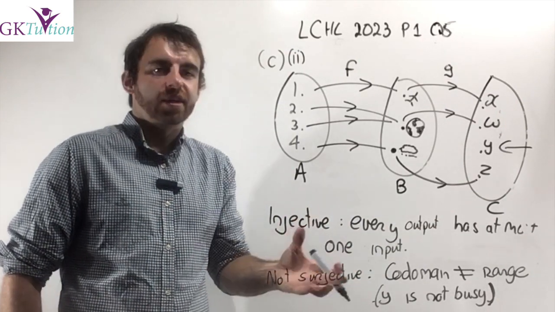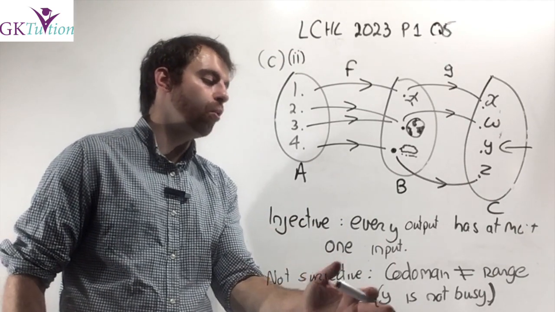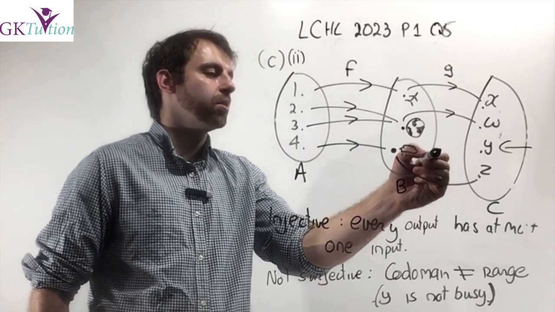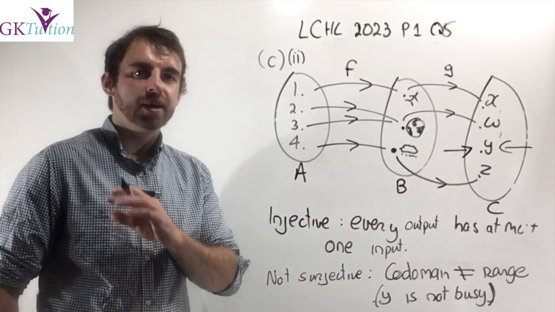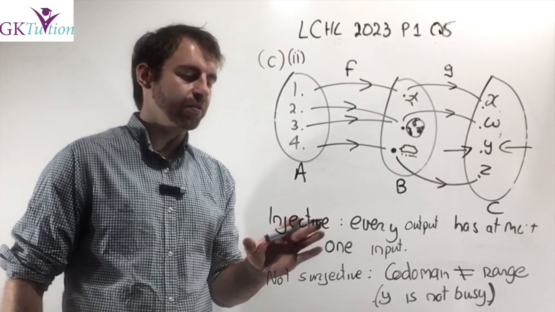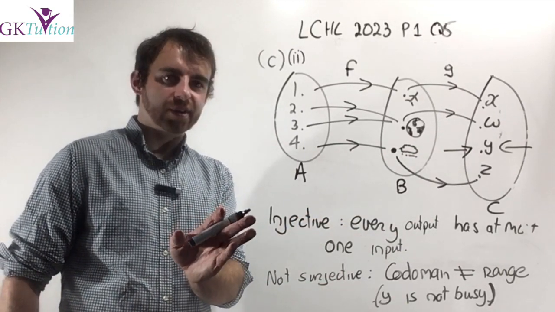And if you want to express that even further, you can say Y is not busy. The reason it's not surjective is because of this Y. There's no arrow going to the Y. That means it's not surjective. There's an empty output which you can't have if it's surjective, but you are allowed to have it if it's injective.